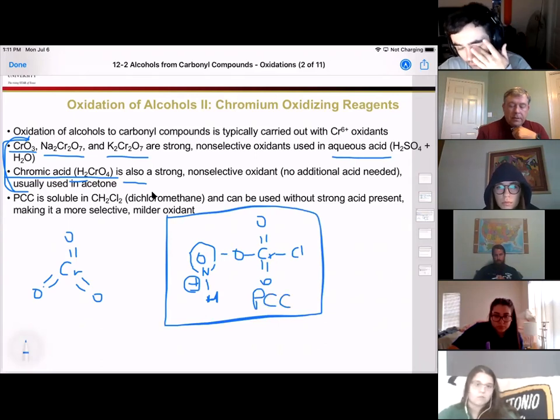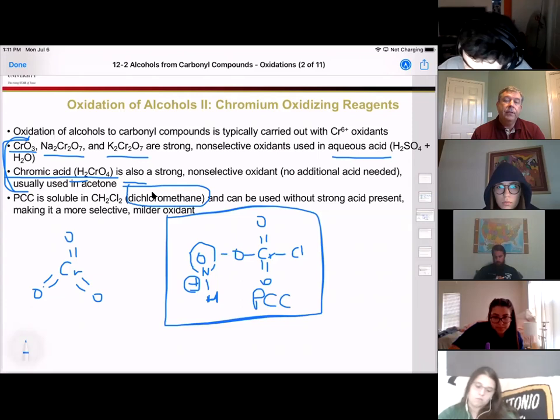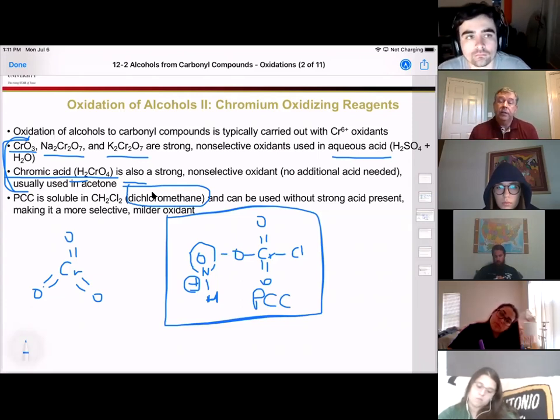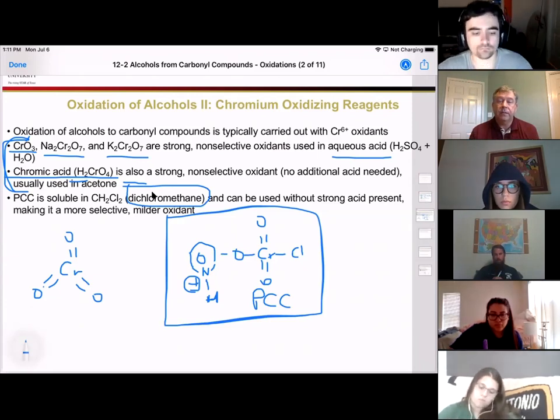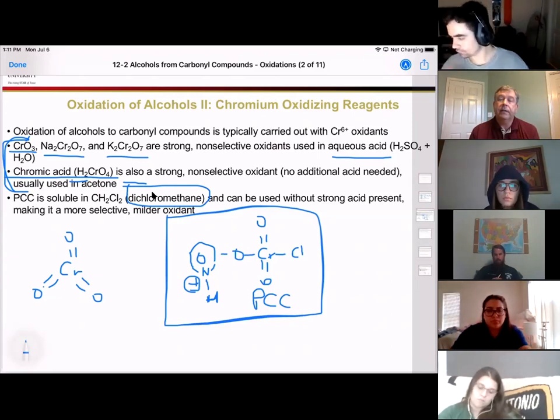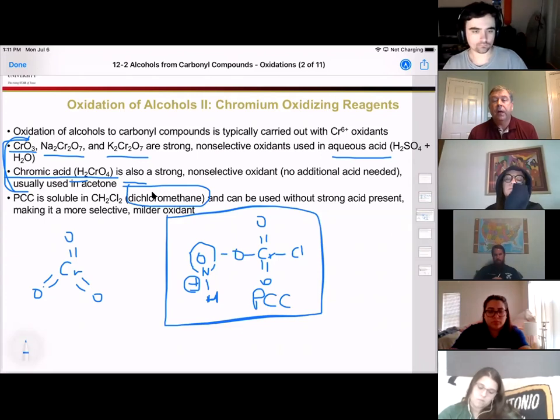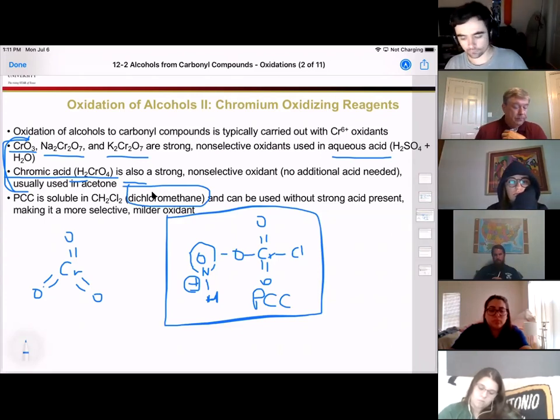PCC. Now notice it's usually done in this compound here, CH2Cl2. That's dichloromethane. It is just a solvent. It does not participate in the reaction. It's just a very good solvent. So especially for things that are very poorly soluble in water or in acetone, this is a very good oxidizing agent to take things down to aldehydes that would otherwise be insoluble in water solutions, okay?